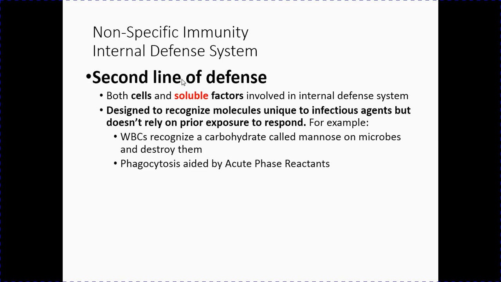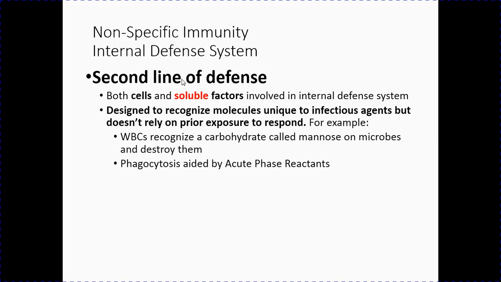Comparatively to the adaptive system, it's still nonspecific because the cells of this line of defense, the cells of the internal immune system, the innate immune system, are designed not so much to recognize a specific microorganism, but to recognize some molecules on things that are infectious in nature. So it doesn't rely on having previously been exposed to something in order for it to respond. Let's say, for an example, there's an example down below.